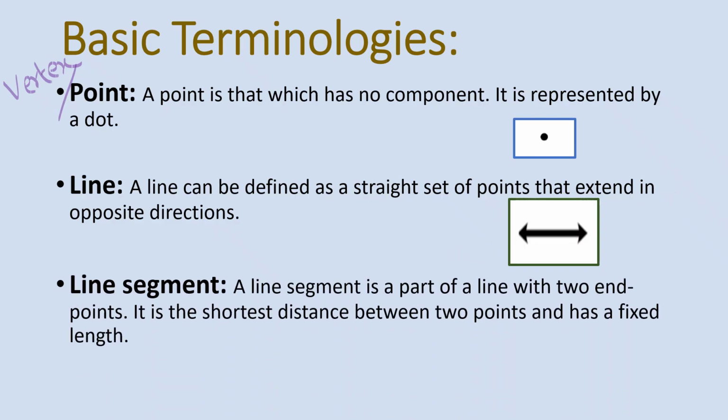Now next we have a line segment. A line segment does not extend. It has a finite distance. A line segment is a part of a line with two endpoints. It will not extend in one direction or in both directions. It will never extend. It will have a definite distance. It is the shortest distance between the two points and has a fixed length, and this way you can represent your line segment. So remember, there is a difference between a line and a line segment. A line extends in both directions, whereas a line segment doesn't extend. It has a definite distance.